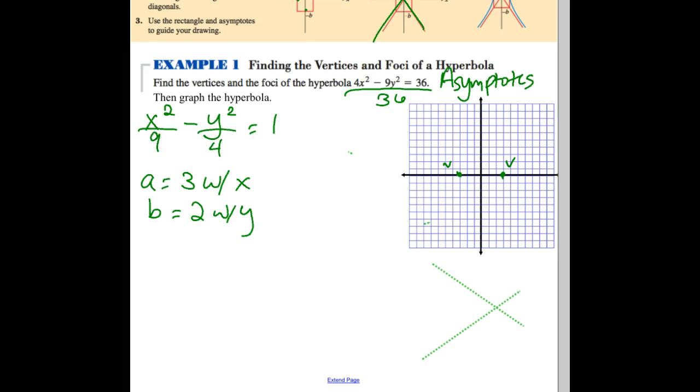You're definitely going to want to label those points because your hyperbola has to go through the vertices. All right? So put a V next to them so you remember those were your vertices. We're going to go 2 in the Y direction.